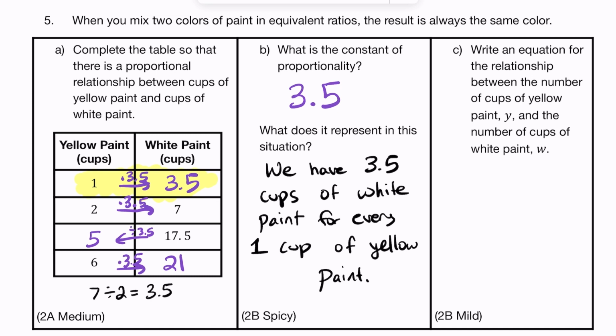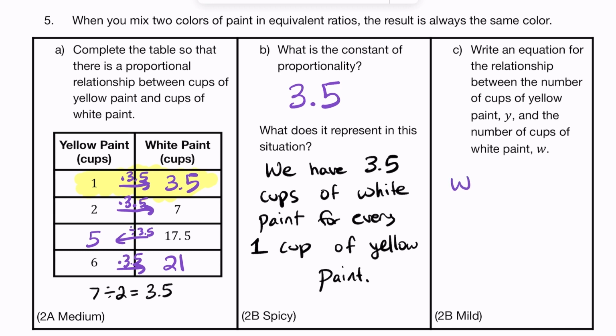And then finally, we're going to write an equation that represents the relationship between the number of cups of yellow paint, Y, and the number of cups of white paint. A little confusing here. That Y is really like in the X spot. But we want to think about the second column, that's the one we're trying to get to.